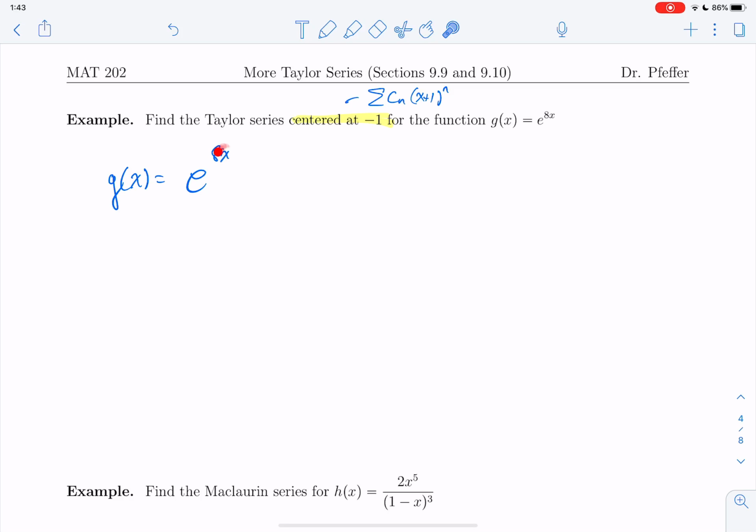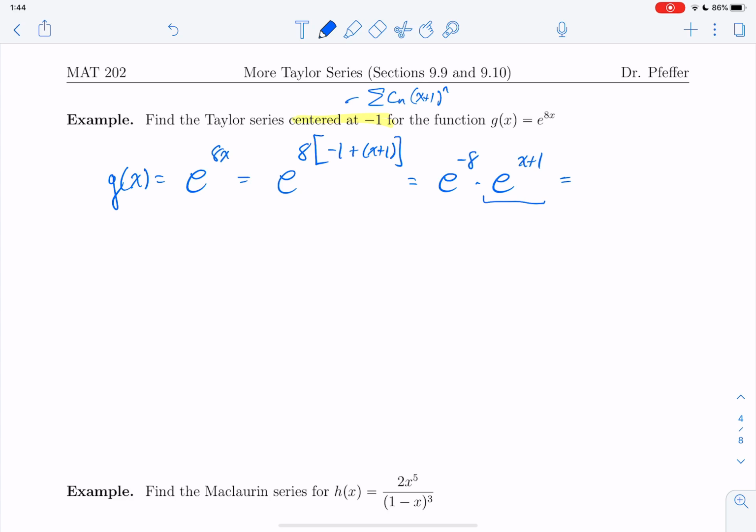Currently, we do not have an x plus 1, so wherever we see x, we're going to simply add and subtract 1. So we're going to get a -1 plus x plus 1, all within that exponent, which will then distribute into an e to the -8 times e to the 8 times x plus 1. This bit over here on the right has itself a Maclaurin series, so we can take advantage of that.